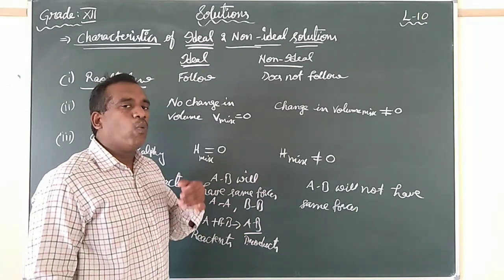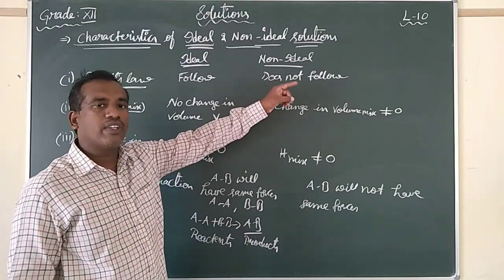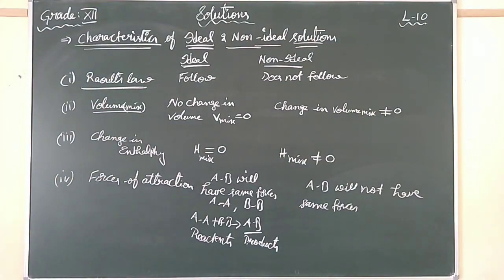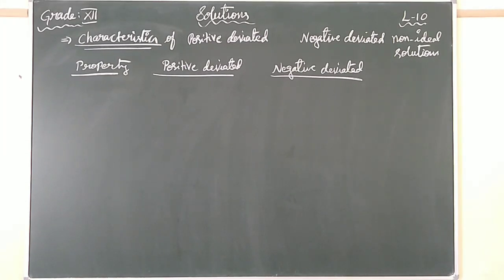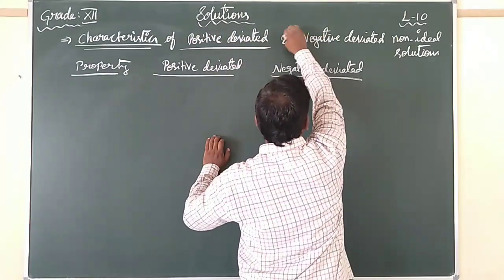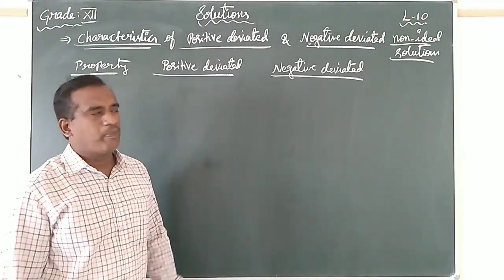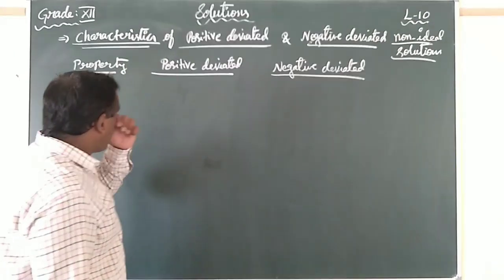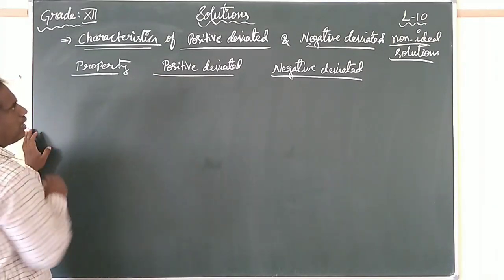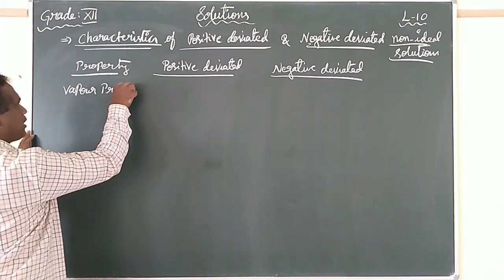And now we will study the general characteristics of positively deviated and negatively deviated non-ideal solutions. So let us see here, children. Now we can conclude them without any doubt. The first thing is the property. The first property I want to take is vapor pressure.